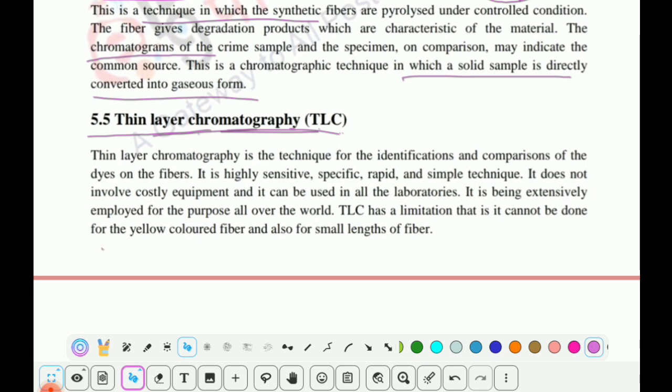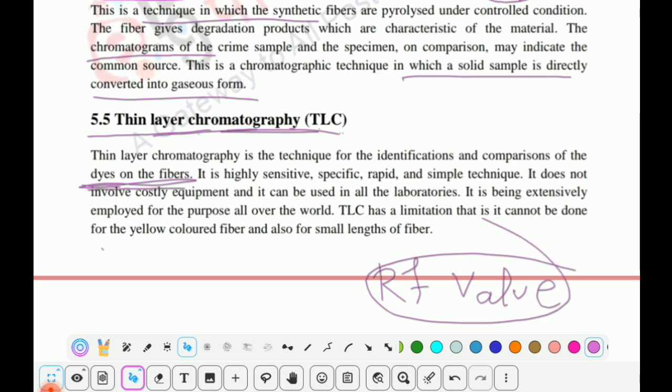And then in the TLC technique, we need a suitable solvent. Just dip your fiber in that suitable solvent, it will leave the dye, then the dye would be spotted on the TLC plate 1 centimeter above or something. Then wait for it to run, and the retention factor will be calculated based on the observation. So this is what is mentioned here.